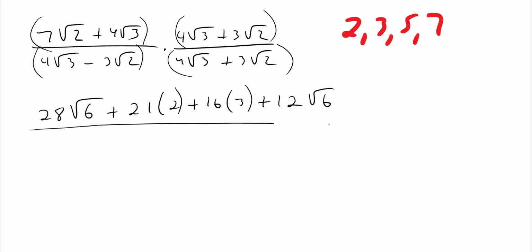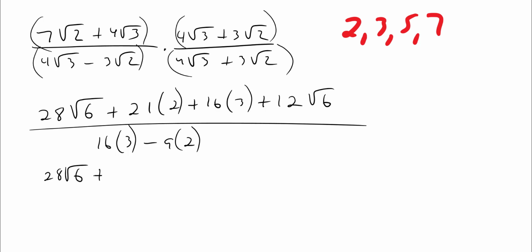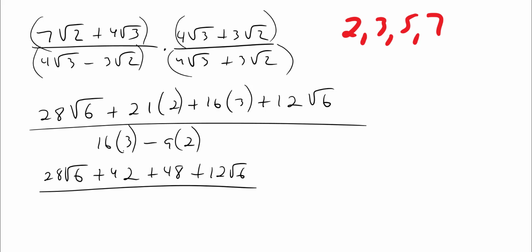Okay? The bottom is going to, remember the first and the last are the only ones that are good. The outside and inside cancel. So 4 root 3 times 4 root 3 is 16 times 3. Outside, inside cancel. And last is minus 9 times 2. Okay? So got to multiply some stuff together. So it's 28 root 6. 21 times 2 is plus 42. 16 times 3 is plus 48. And then plus 12 root 6. Over 16 times 3 is 48 minus 18.